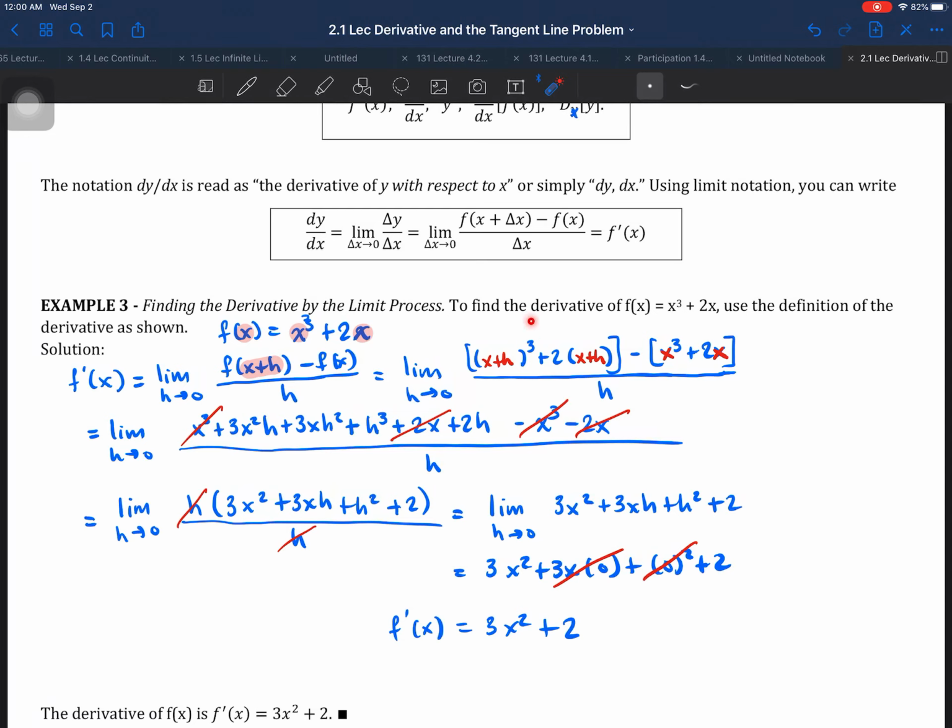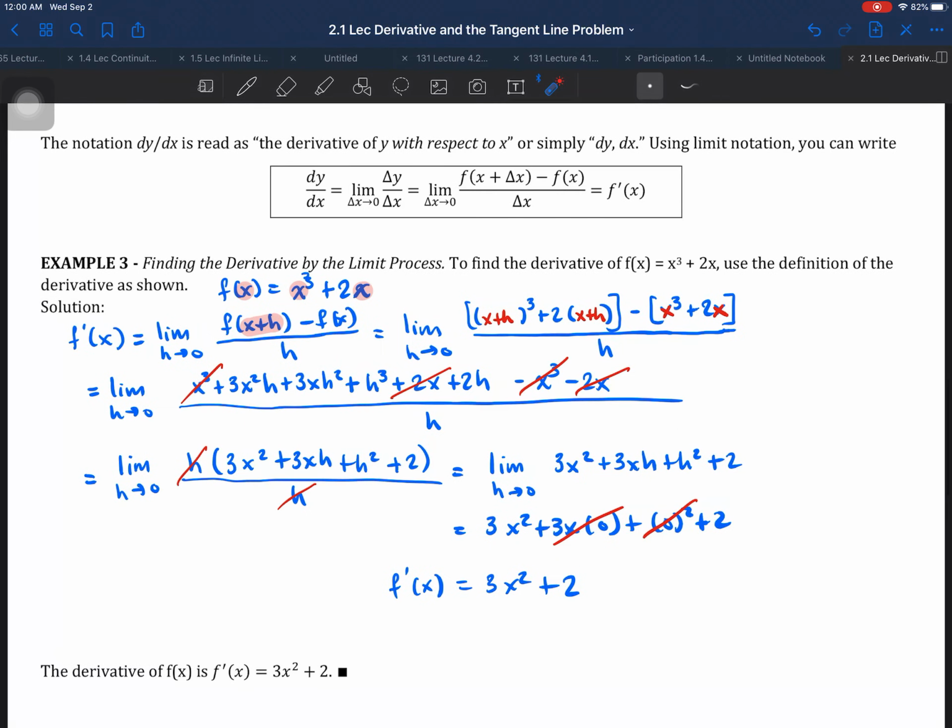All right, so let's find the derivative of f of x equals x cubed plus 2x using the definition. So first, begin by writing the definition.